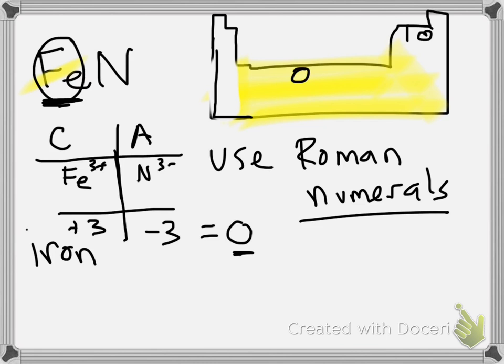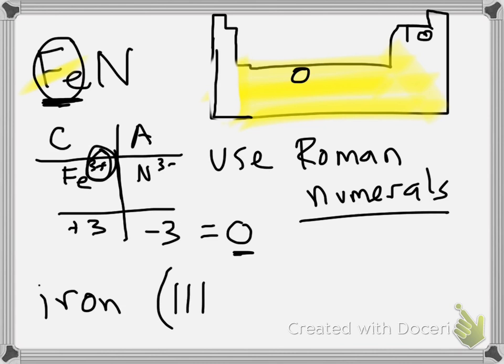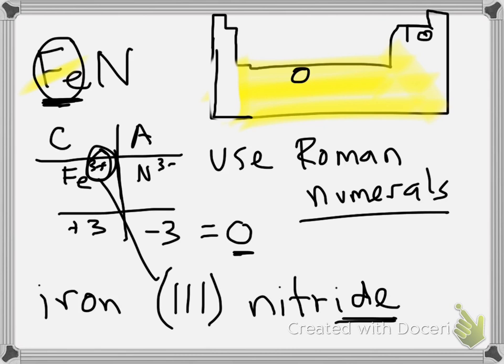So my name for this compound is going to be iron, Roman numeral 3, because it's got a 3 charge, and then nitride. Don't forget to change the ending of the nonmetal to IDE. Go ahead and try and complete the other ones from number 1 and 2.